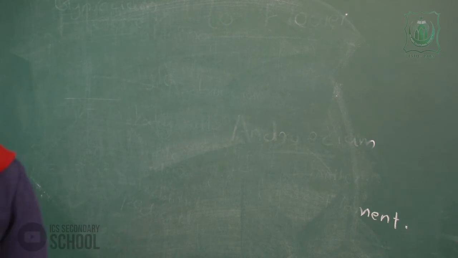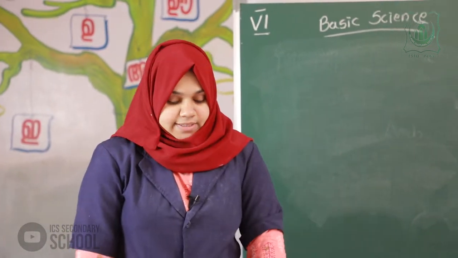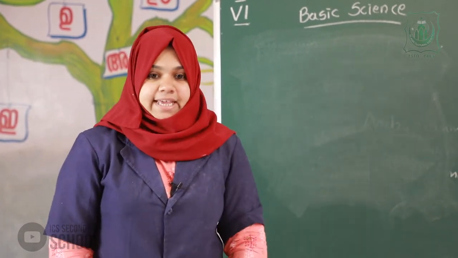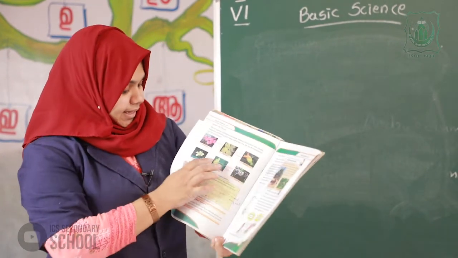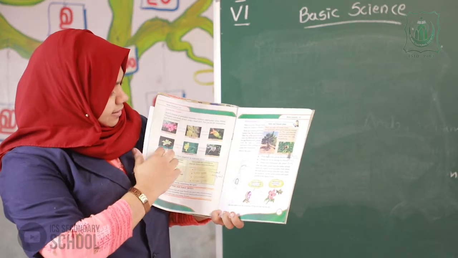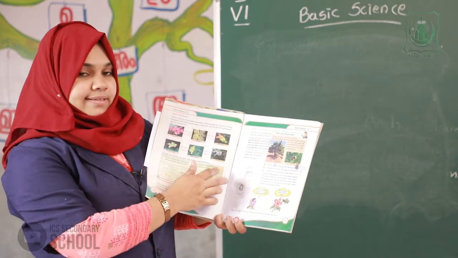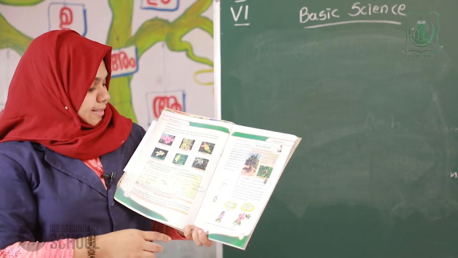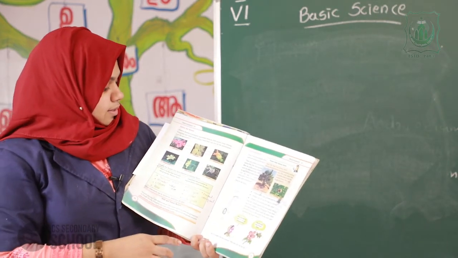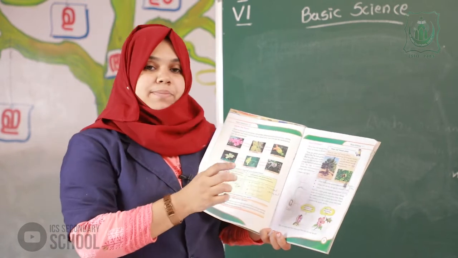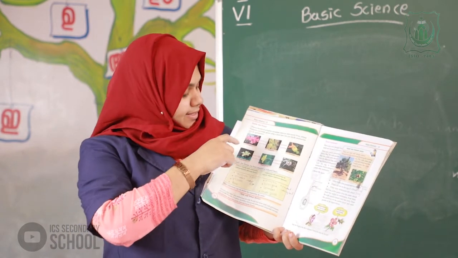Next, page 34, you can see that there are different types of flowers. What are they? Oleander, pumpkin, bittergourd, clitoria. Yes, and some plants have both androecium and gynoecium in the same flower.